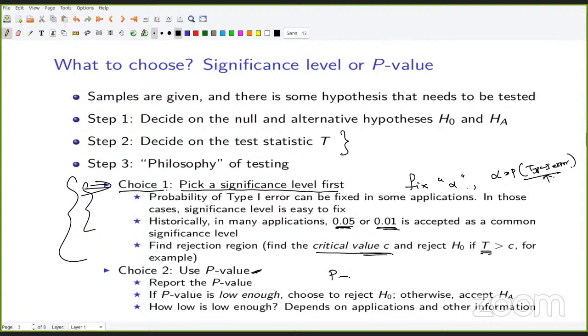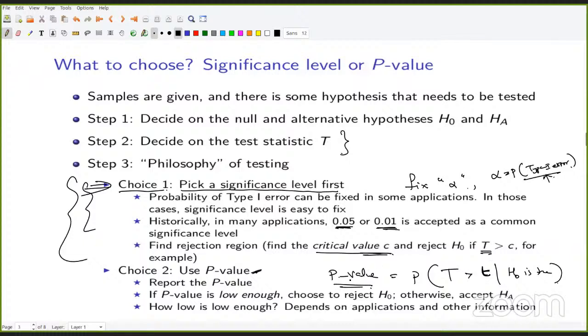P-value is actually the probability that capital T is greater than this small t, given null is true. So you simply replace small c with small t. Then you compute the probability of this particular random variable T going greater than t. How much chance is there that this random variable T can go above this small t? So that is what p-value is.